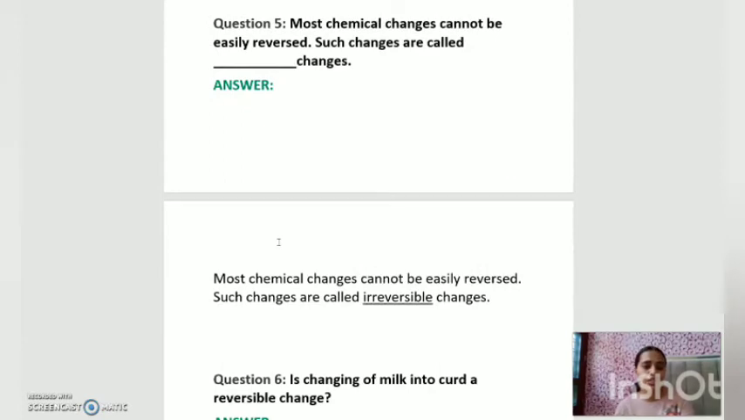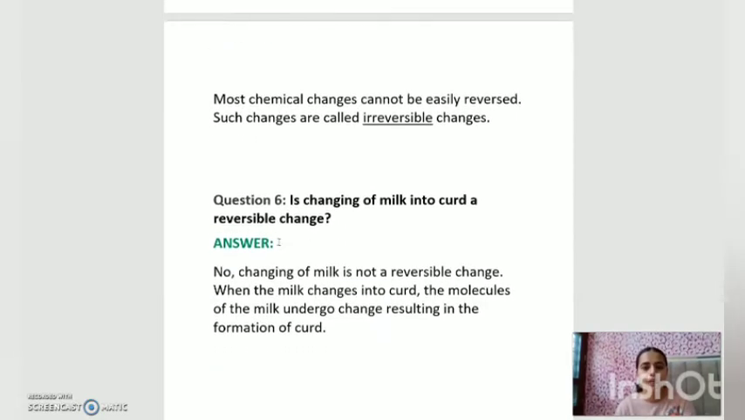What does question 5 say, students? Most chemical changes cannot be easily reversed, right? There are many chemical changes, right? Rusting of iron cannot be reversed back. That is an irreversible change, right? So now they say that such changes are called what? So yes, those changes are known as irreversible changes. The answer is written here. So it is irreversible changes.